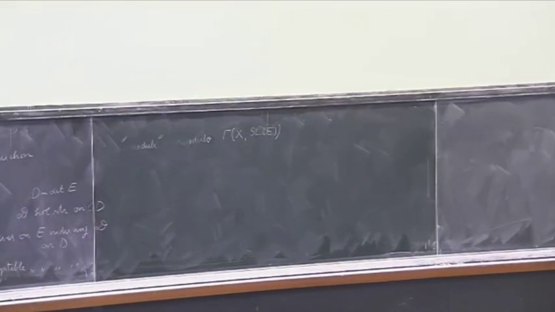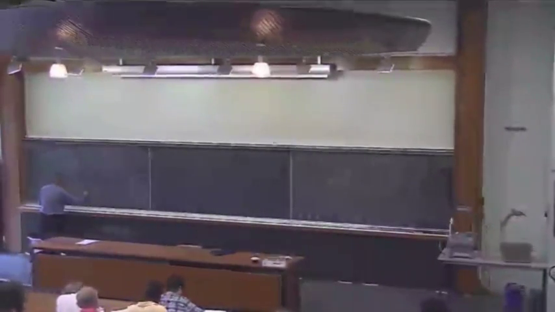Okay, so what I also mentioned yesterday, that this is open. Here we have an open embedding. And this is already a complex space, but in general not Hausdorff. This open set is Hausdorff. Yeah, so this is Hausdorff.